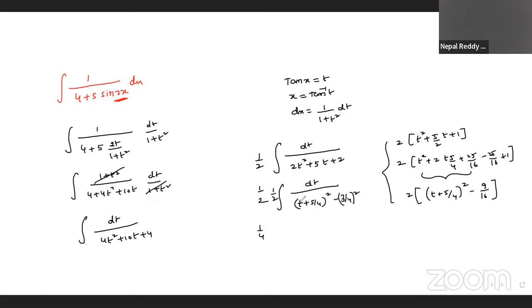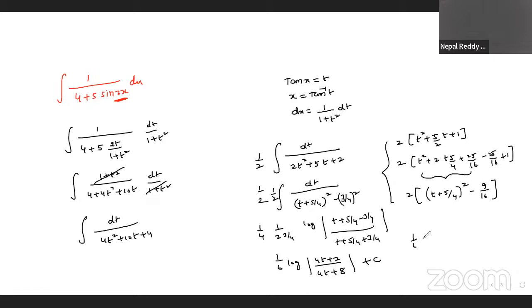This is of the form 1 by x square minus a square, whose integral is 1 by 2a log modulus of x minus a divided by x plus a. 1 by 2a is nothing but 1 by 2 into 3 by 4. Therefore, here you will get 1 by 6 log modulus 4t plus 2 divided by 4t plus 8 plus c.